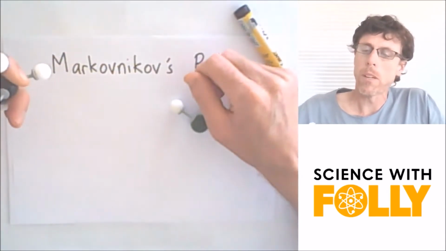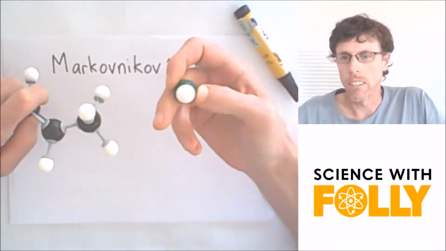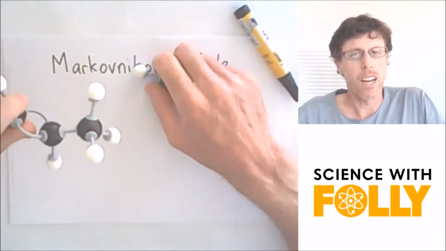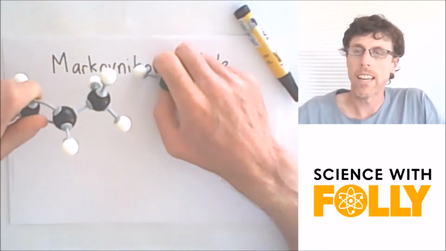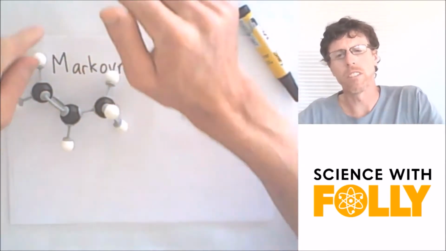When an organic compound such as propene here reacts with a hydrogen halide, we can say that the hydrogen is added to the carbon with the most hydrogens and the halide is added to the carbon with the least hydrogens. Let's see what this looks like.